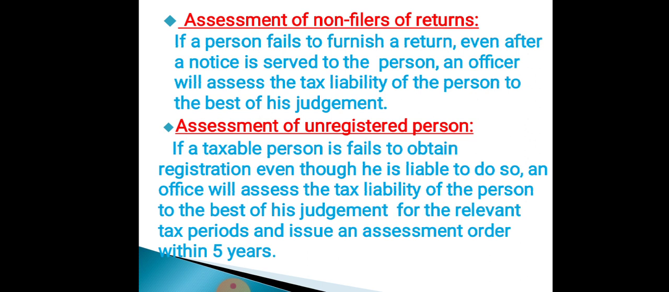Notwithstanding anything to the contrary contained in section 73 or section 74, where a registered person fails to furnish the return under section 39 or section 45 even after the service of notice under section 46, the proper officer may proceed to assess the tax liability of the said person to the best of his judgment, taking into account all the relevant material which is available or which he has gathered, and issue an assessment order within a period of a few years from the date specified under section 44 for furnishing of the annual return for the financial year to which the tax not paid relates.